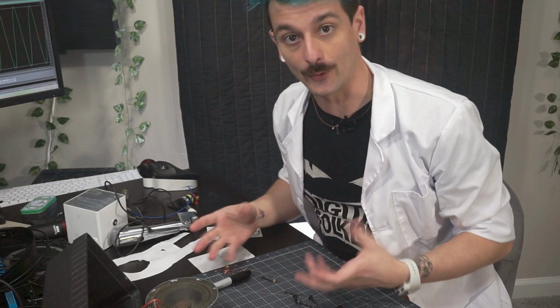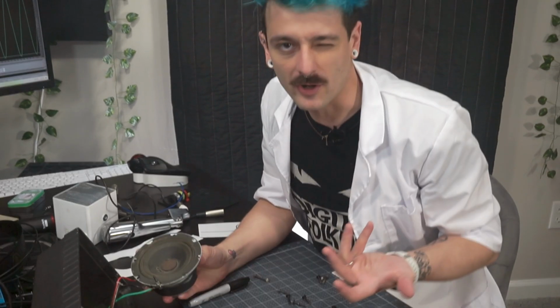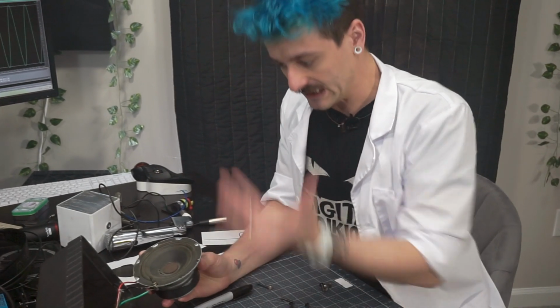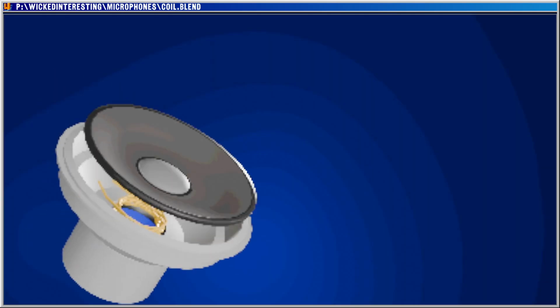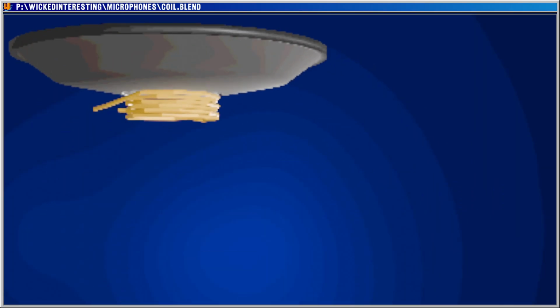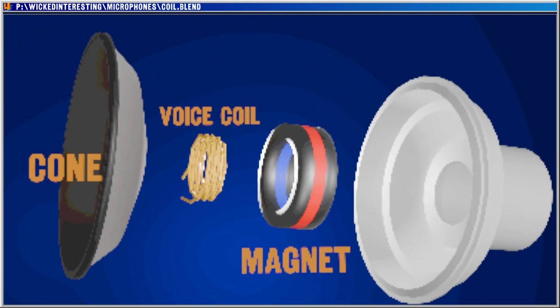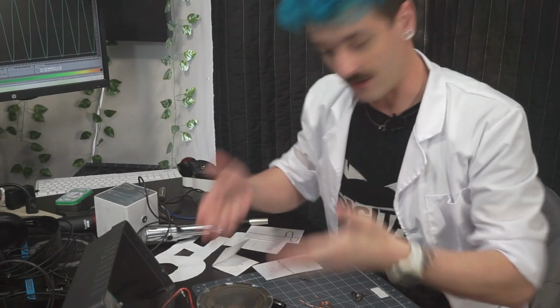It's actually really simple and it's really cool. On the top of the speaker, we have a paper cone or a rubber cone. That's the part that actually moves physically to recreate the sound waves that we hear. Underneath the cone is a coil of wire called the voice coil that is glued to the underside of this paper cone. Beneath that cone and the coil is a big permanent magnet. That's all there is to it. So how does all of it come together to make that happen?